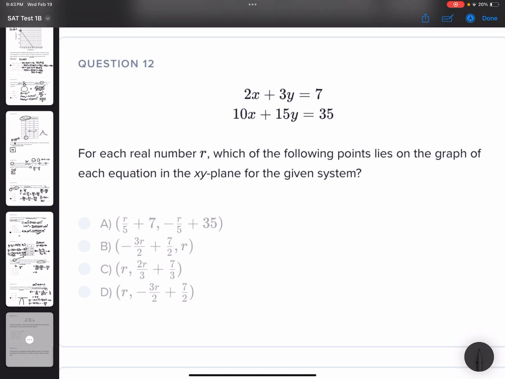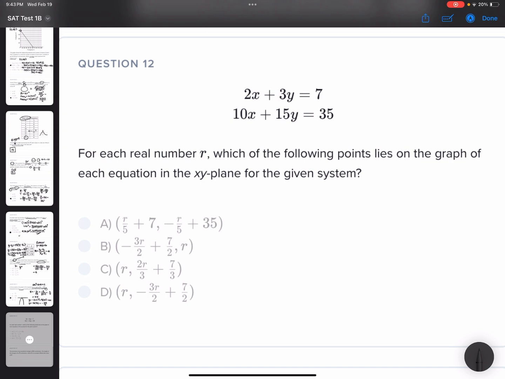Now, there's no exact or mentally easy way to digest this, other than the fact that we would just have to plug in these values. For each real number r, which of the following points lies on the graph of each equation in the xy plane for the given system?